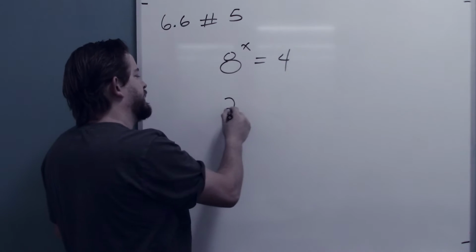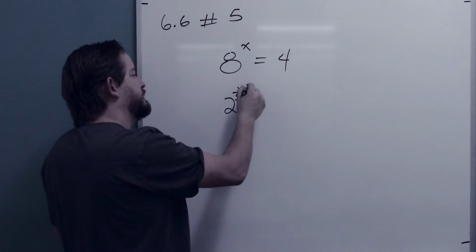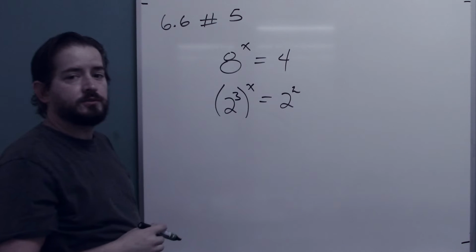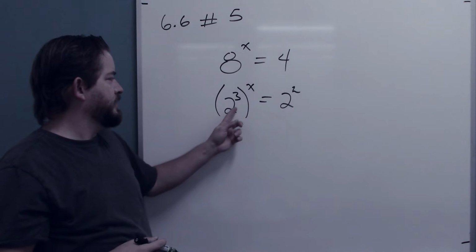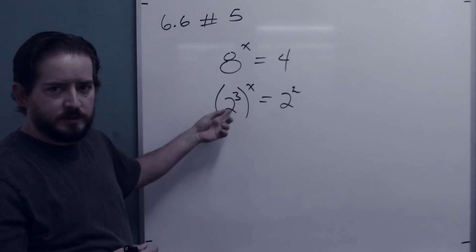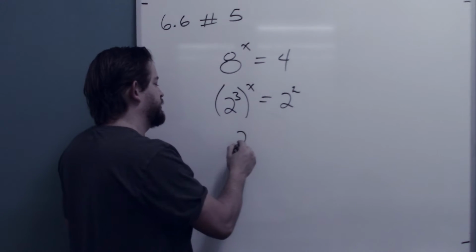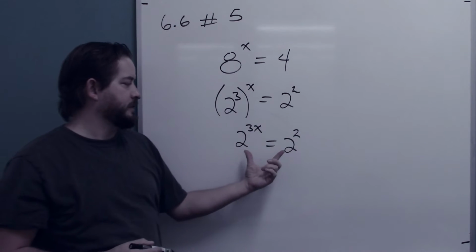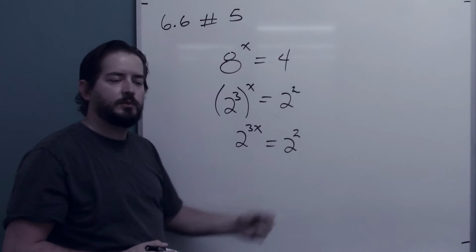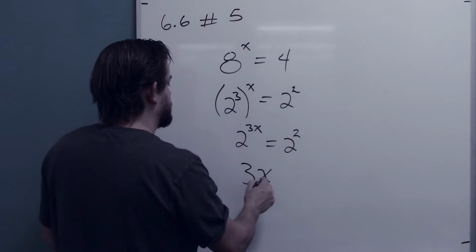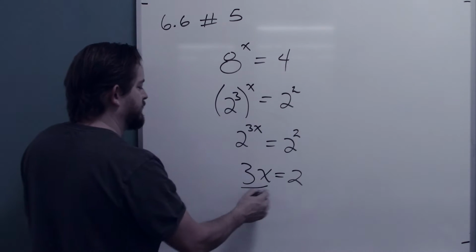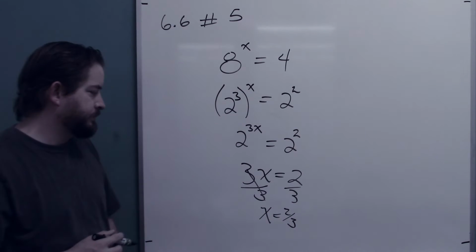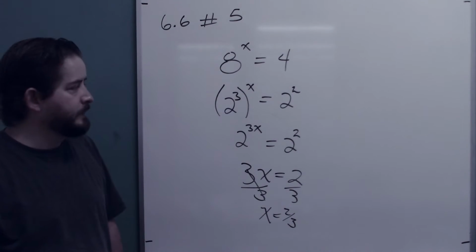So I would write this 8 as 2 to the third instead of 8 now to the x. The right hand side, 4 is 2 squared, so I'll just write it as 2 squared. The left hand side then becomes 2 to the 3 times x because it's something to a power. So this is 2 raised to the 3x is equal to 2 to the 2. And I've rewritten both sides with the same base. And therefore the exponents must be the same, so 3x must be equal to 2. And if I divide by 3, I'm done. x is equal to 2/3. Right? And there we have it.